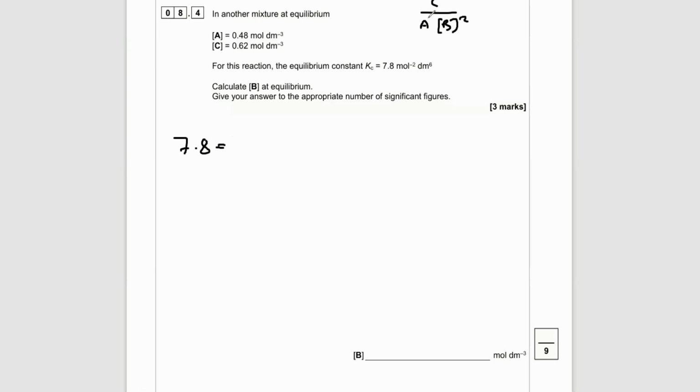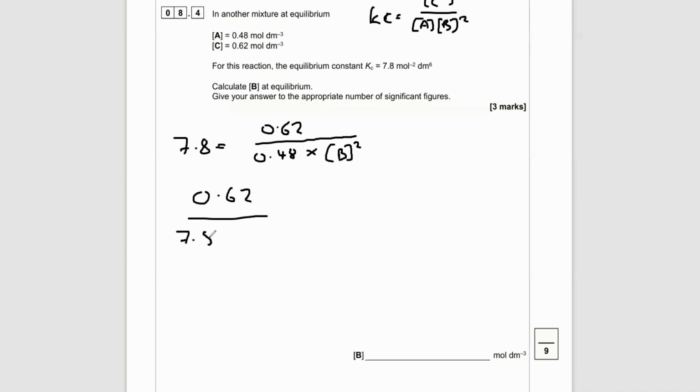Okay, so we've got 7.8 for Kc. We just need to remember that Kc was equal to [C] over [A] times [B] squared. So we want to get B squared on its own. So we're going to do 0.62 over 0.48, which is A, times our unknown B squared.